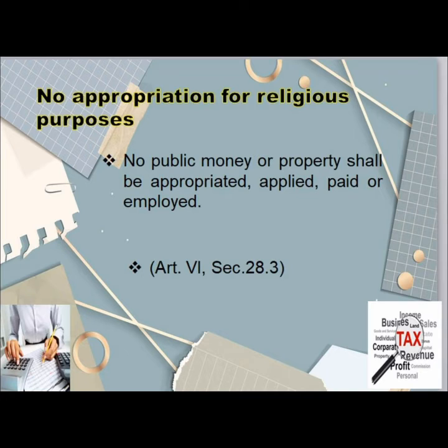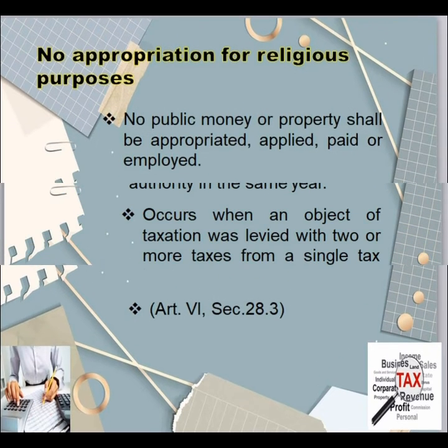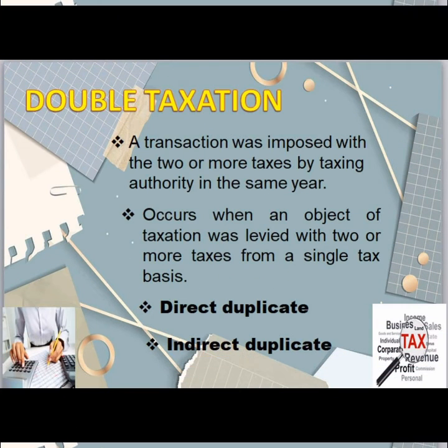No public money or property shall be appropriated, applied, paid, or employed for religious purposes. It talks about charitable institutions, churches, and convents appurtenant thereto, mosques, non-profit cemeteries, and all lands, buildings, and improvements actually, directly, and exclusively used for religious, charitable, or educational purposes, which shall be exempted from taxation.